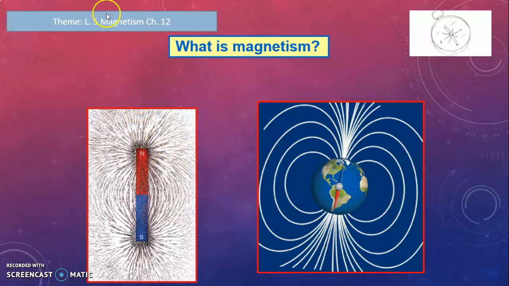Don't forget to write the date and the title for this activity. Lesson 5, Magnetism, Chapter 12. What is magnetism? Okay, let's use your imagination to learn this meaning. So imagine that you are hiking in a forest.